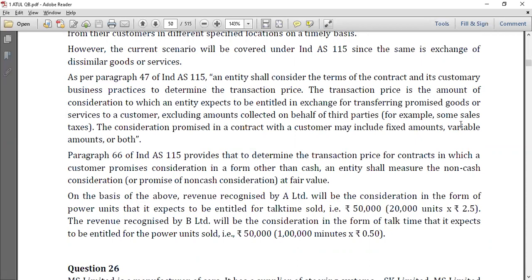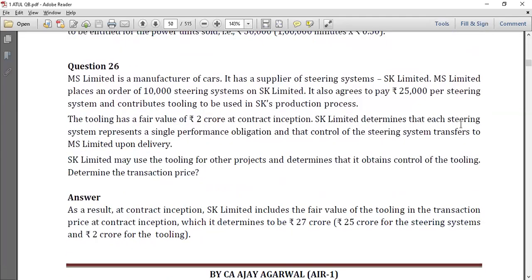Next, the revenue recognized by B Limited will be the consideration in the form of talk time that it expects to be entitled to for the power units sold. That is 1 lakh minutes into 0.5 rupees per minute. That's what I could say. This is also easy. And next, question number 26.